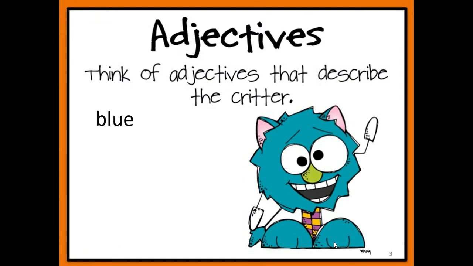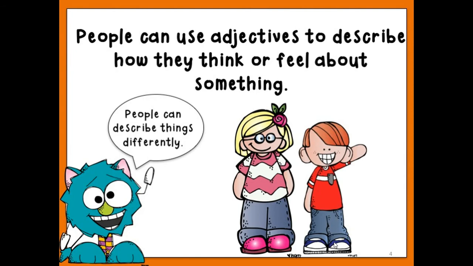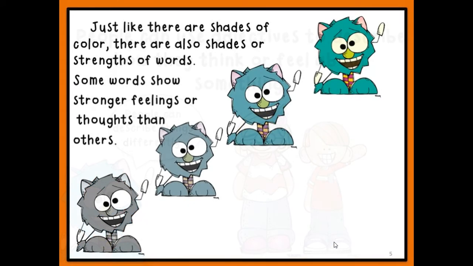So, this guy right here, if we come up with some words that describe him, some adjectives, he's blue, he's friendly, he's cute, and he's cool, right? So, people, you and I, use adjectives to describe how we sometimes think or feel about something. So people can describe things differently. We can describe him as cool and friendly, goofy and fun. So just like I said, there are shades of color, there's also shades or strengths of words. Some words that we use show stronger feelings or thoughts or actions than others.